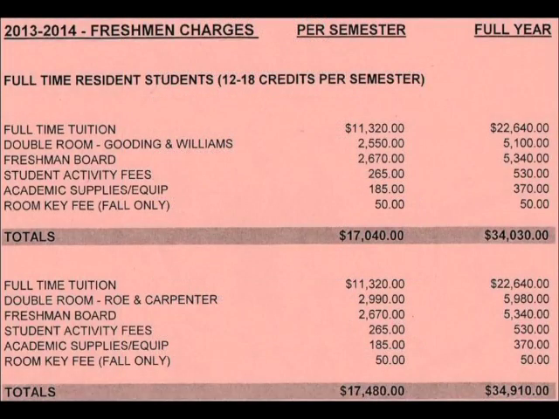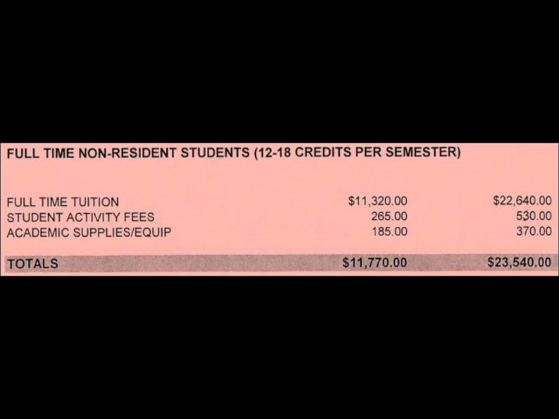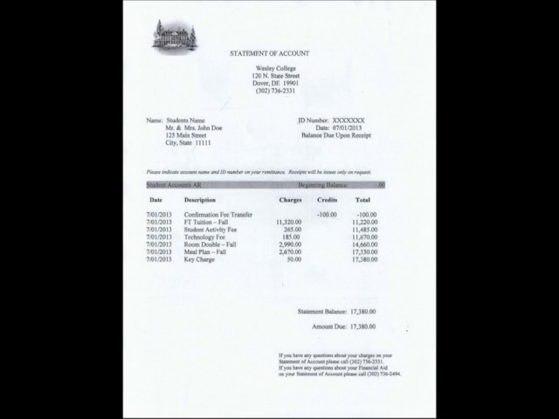What you'll see is there are some charges at the top, and also there's another set at the bottom. One thing that you'll notice is that there are two columns. There's a per semester, and then there is also a full year. And that is because what the business office is going to do is bill you by semester. But how families need to plan to pay for their first year is by the full year.